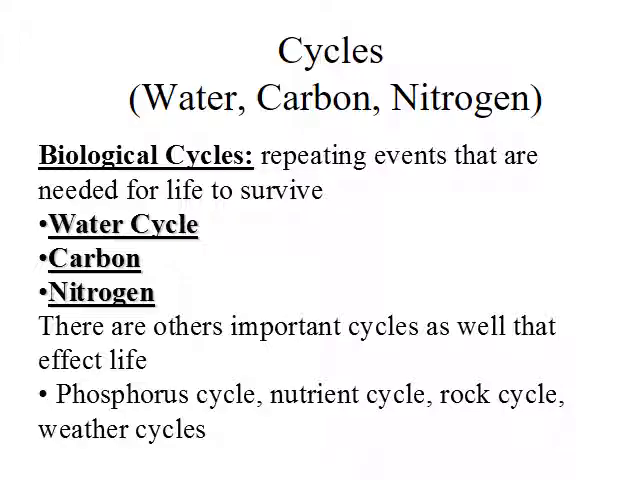So specifically we're going to be talking about different types of biological cycles. These are repeating events that are needed for life to survive. This would include the water cycle, carbon cycle, and the nitrogen cycle. There are other cycles too, the phosphorus cycle and the rock cycle, that we're not going to cover in depth, but you should still know a few key points of those.